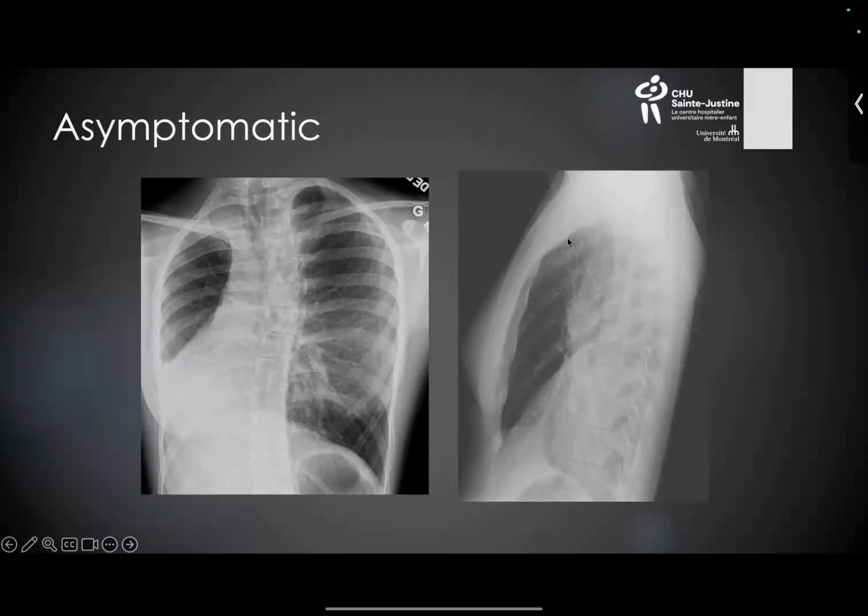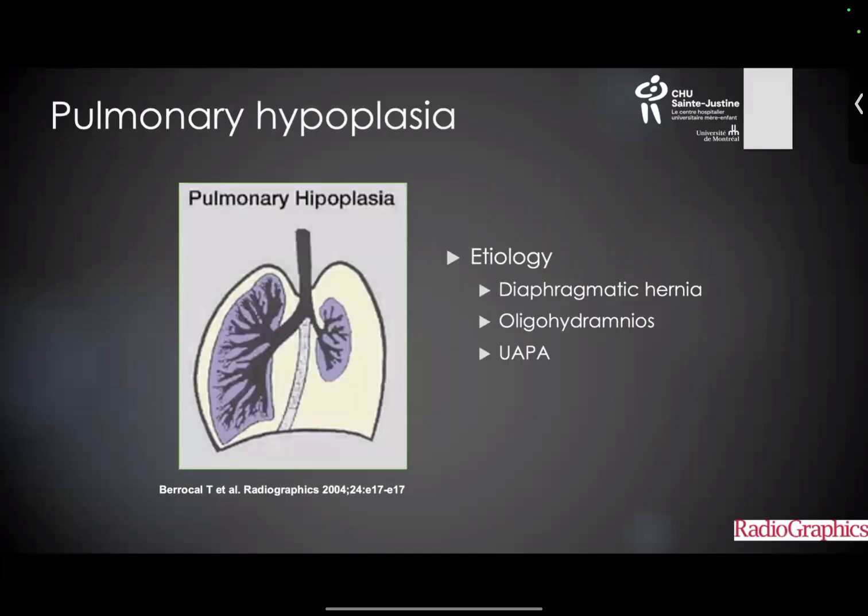And here you see that the left lung is trying to take the place of the right one, probably anteriorly. So what it is, it's a hypoplastic right lung, which we confirmed on scan. There was no atelectasis. It was just a hypoplastic lung, which I don't remember, it would be 1 or 2 lobes only. So why can we have pulmonary hypoplasia?